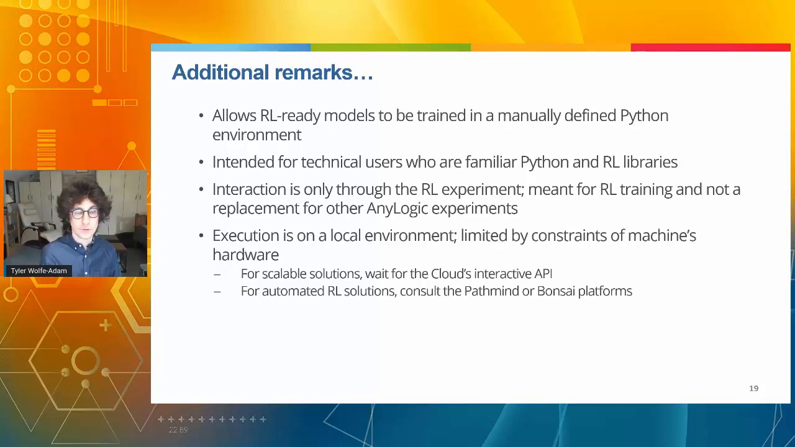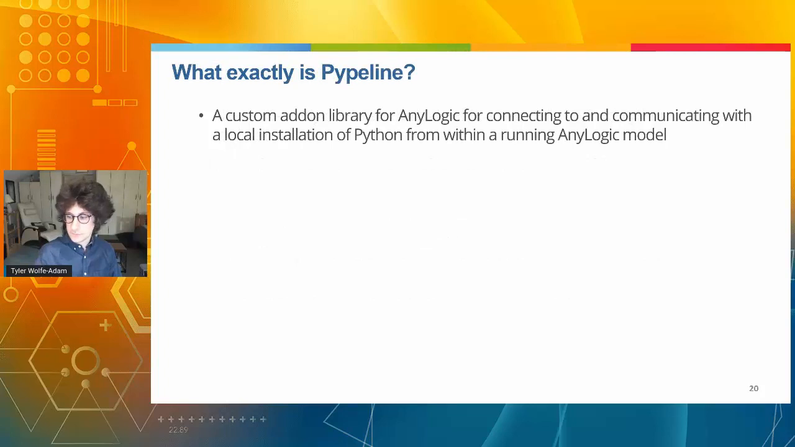And so if you're looking for more scalable solutions, in the very near future, the cloud will have an interactive API, which allows you to do the same sort of thing, but offloading the computational complexity to the cloud, or if you own the private cloud, that as well. And then for automated RL solutions, so if you're not interested in the technology side of things or the coding side of things, we have our Bonsai and Pypeline platforms. So with that, that now brings me to the Pypeline side of things.